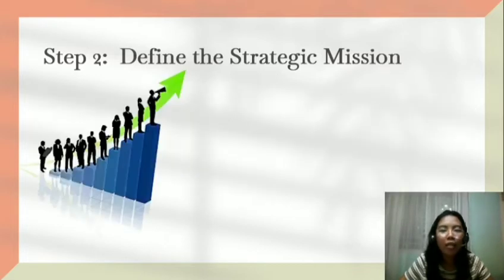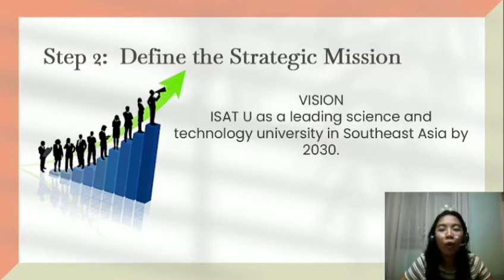So the elements of a strong strategic mission statement should include the values the organization holds, the nature of the business, special abilities or position the organization holds in the marketplace, and the organization's vision for where it wants to be in the future. In the case of our university, we want to be a leading science and technology university in Southeast Asia by 2030.